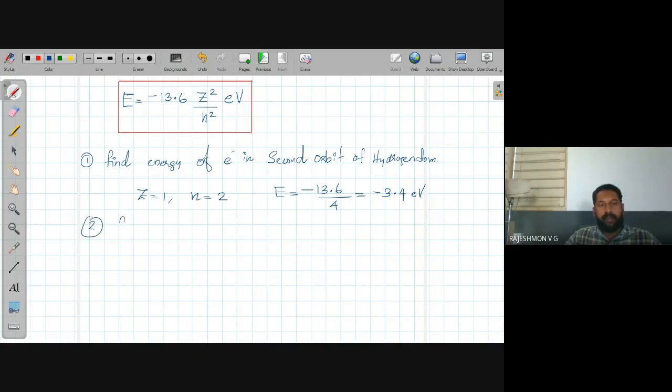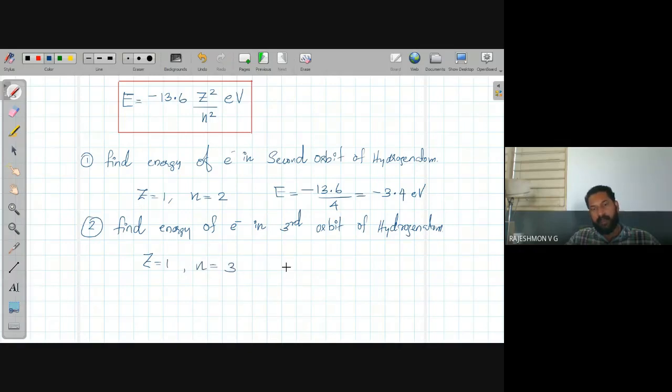Find energy of electron in third orbit of hydrogen atom. Again, Z is 1, n equal to 3, E equal to minus 13.6 divided by 9. It is equal to minus 1.51 eV.